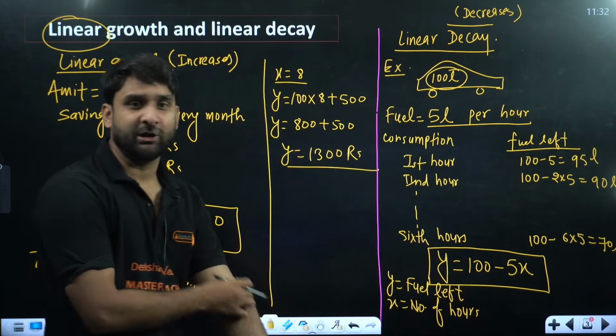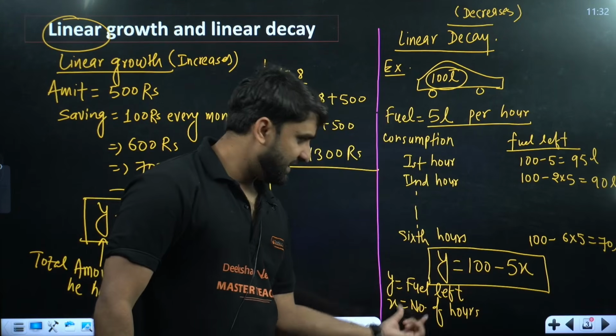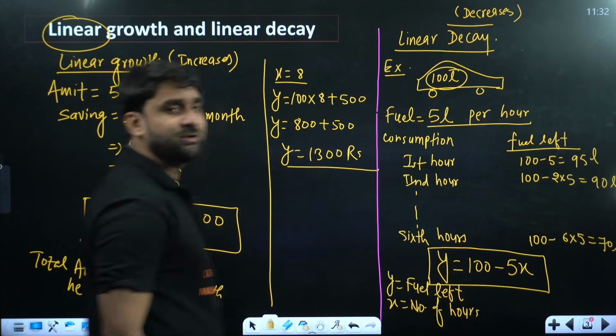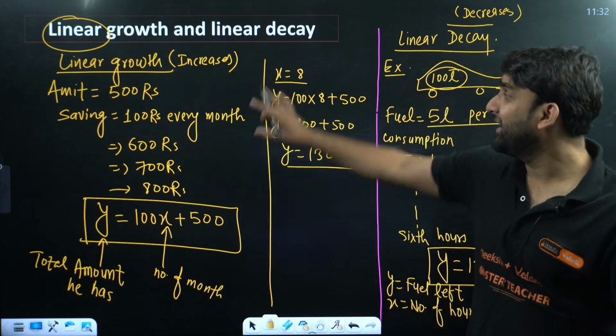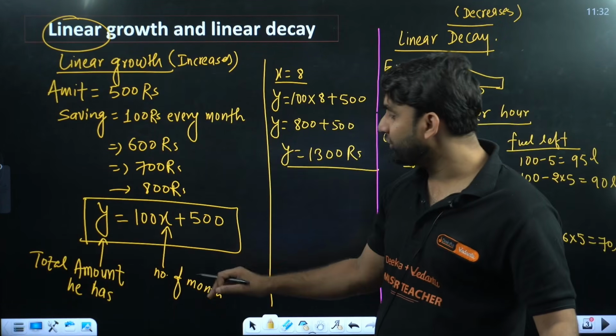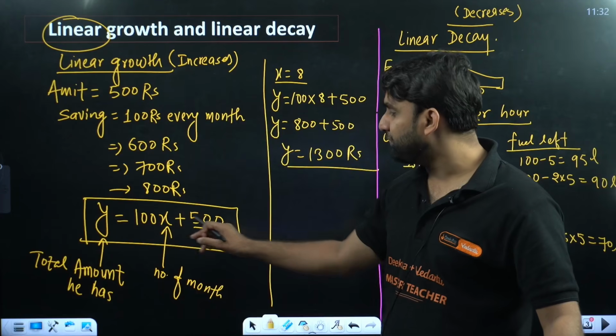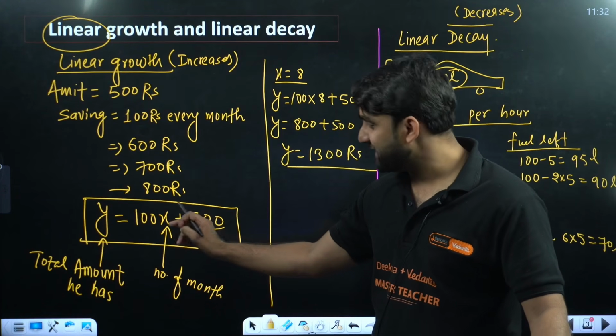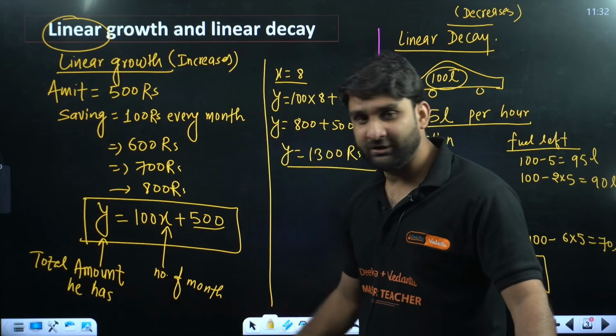I hope this is clear to you all. Y is fuel left and x is number of hours. Can you see the differences between both linear growth and linear decay? In linear growth, this constant term is in positive form. And here this x, the coefficient of x is also positive.